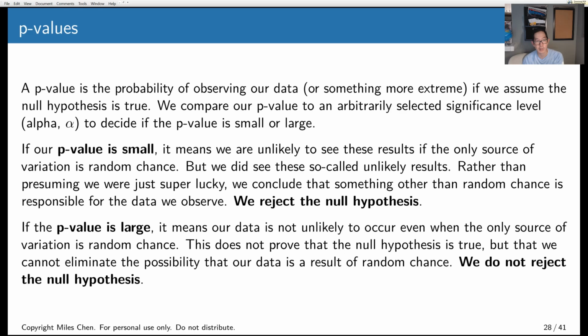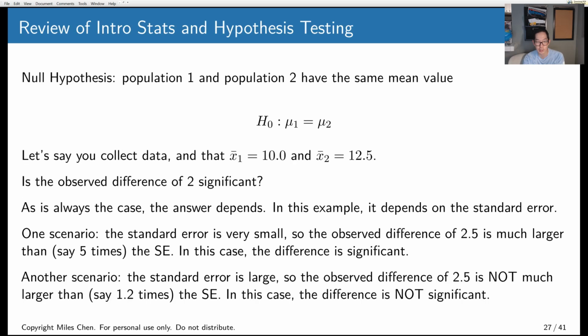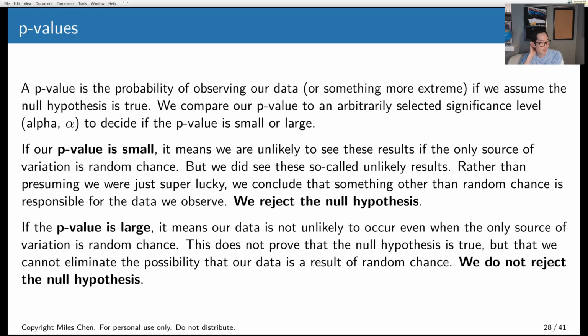If your p-value is less than alpha, we say our p-value is small, okay? And that means we are unlikely to see these results if the only source of variation is just random chance, okay? But somehow we did see these so-called unlikely results. So again, let's say your standard error is like 0.5. If your standard error is 0.5 and you're getting a difference of 2.5, is it possible that just by random chance you get a difference of 2.5 when the standard error is 0.5? It's not impossible, but it's really, really unlikely, okay?